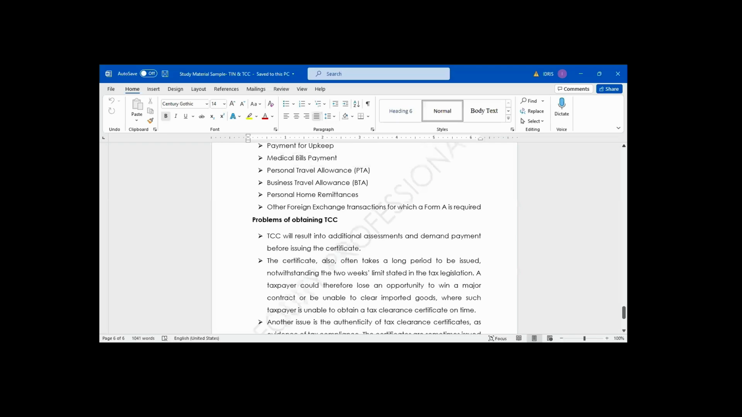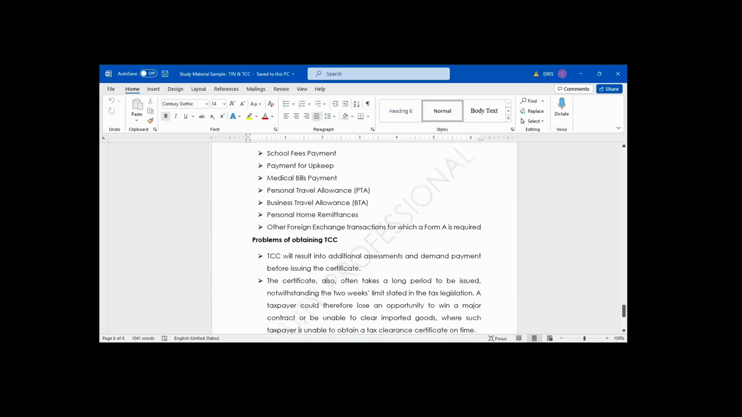Now, what are the problems of obtaining tax clearance certificates? Number one, if you want to obtain a tax clearance certificate, sometimes it will result into additional assessment. Because the tax authority would like to review your record and examine your account to know whether you have paid the right taxes or not. If you have not paid the right taxes, they will ask you to go and pay the additional tax, which is the additional assessment.